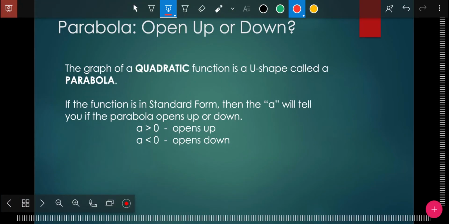If a is positive, then the parabola is going to open up. If a is negative, then the parabola is going to open down. And so it's fully based on whether a is positive or negative. It's never going to be 0, so it's either bigger than 0, positive numbers, or smaller than 0, negative numbers.